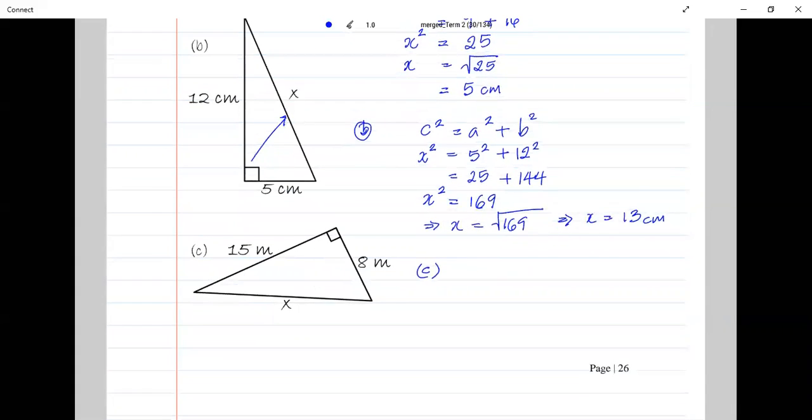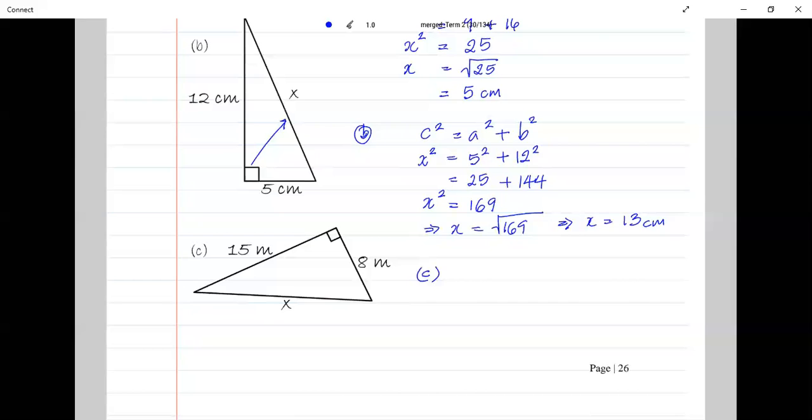Again, in C, I have a right angle triangle of which I know the length of two sides. And X, the side that I don't know, is the hypotenuse. Now, X is the hypotenuse because it is in front of the right angle. So by definition, the hypotenuse is the longest side of the right angle triangle, and it is the side that is opposite to the right angle. So if I know two sides of a right angle triangle and I wish to find the length of the third side, I must apply Pythagoras Theorem.